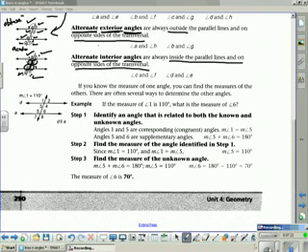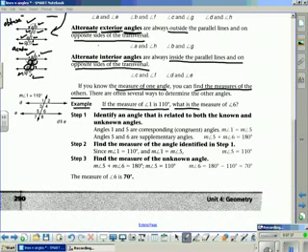If you know the measure of one angle, you can find the measure of others because you understand that these angles have special relationships. Let's take a look at this example. If the measure of angle 1 is 110, what is the measure of angle 6? Come over here to your diagram. Find angle 1. Angle 1 is 110 degrees. Okay, we know that. The measure of angle 6 is what? It's what we're looking for.